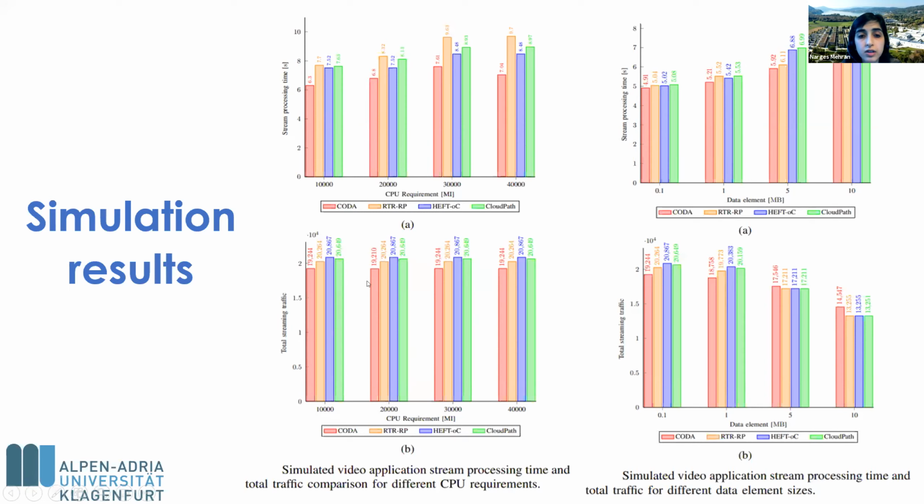Although for the total streaming traffic, by changing the CPU requirement, we didn't have so many changes, because the data size was somehow fixed. Although in the scenario that the data element was getting modified, we had some sort of reduction in the total streaming traffic, because in a specific simulation time, the amount of data that were getting produced and generated was somehow fixed. That's why by increasing the data element size, the simulation was getting finished earlier.